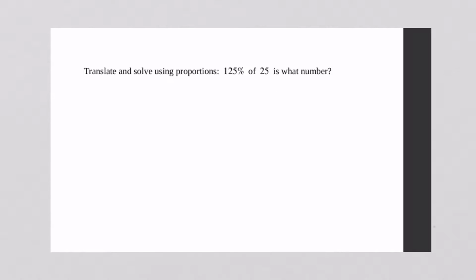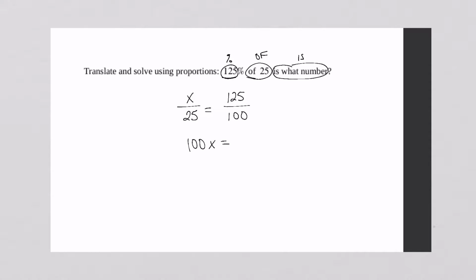Okay, again, is over of equals percent over 100. Here's my percent. Of 25 is my of. Is what number is my is. So that's an x where the is. Again, cross multiply, 100 times x, 100x, equals 25 times 125, which is 3,125. I'm going to divide both sides by 100. x is equal to 31.25.